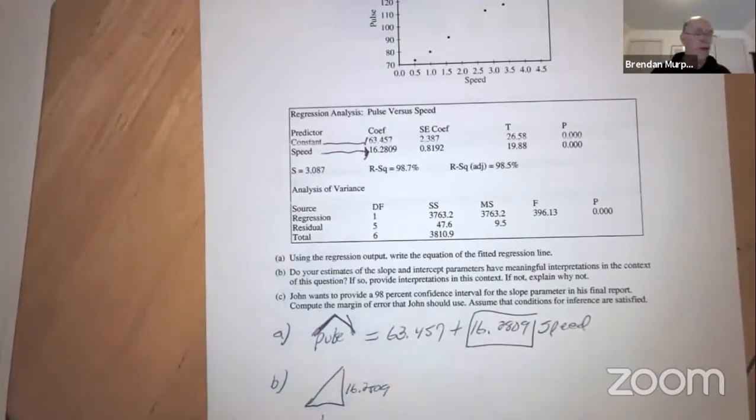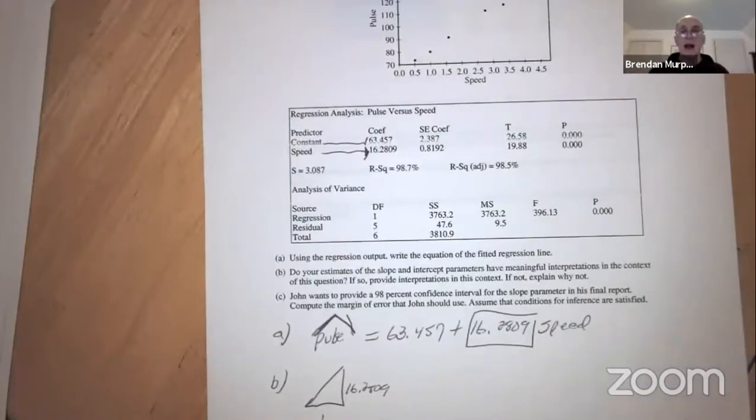Okay, part C I wanted to do real quick and we'll wind down. John wants to provide a 98% confidence interval. Oh, good. So different number here. I have to think a little bit for the slope parameter in his final report. So I have 7 data points. John wants to come up with a confidence interval that we hope captures the population slope of the least squares regression line, or true slope.